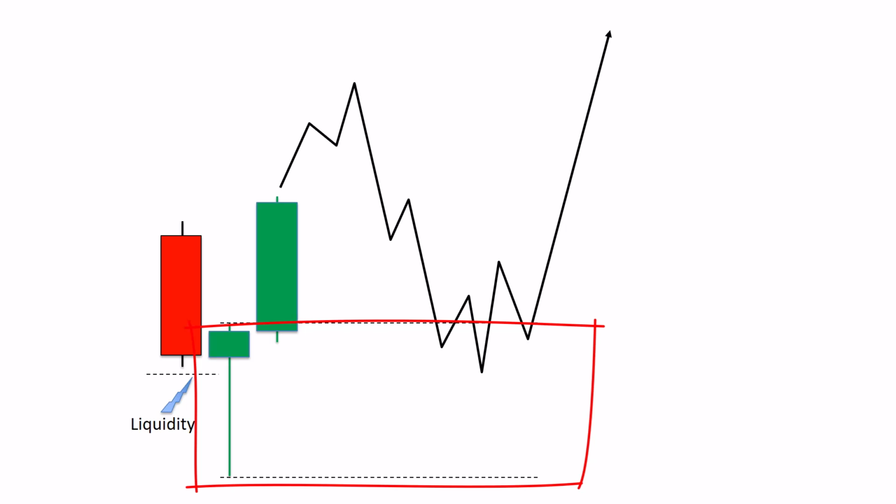Here's how to approach the entry. Wait for price to return to the area where the liquidity grab happened.